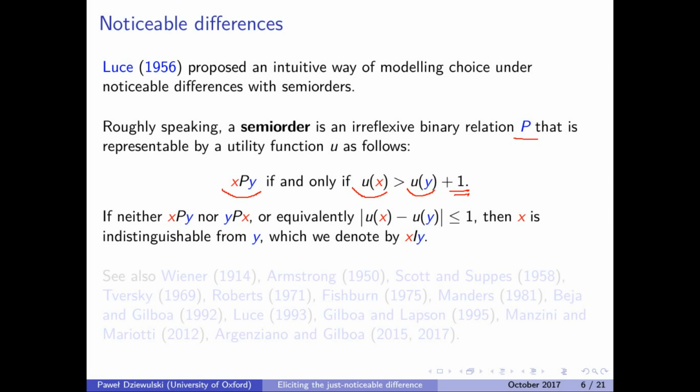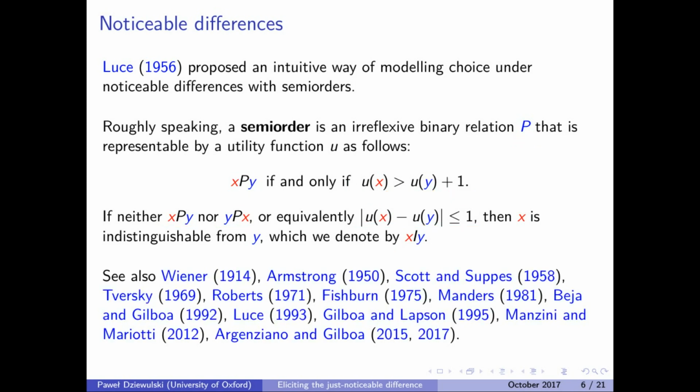If neither X is preferred to Y, nor Y is preferred to X, or equivalently, the absolute value of the difference between utilities of X and Y is less than 1, we say that X is indistinguishable from Y and denoted by I. Specifically, note that the indifference relation I is not transitive. For a formal definition of a semi-order, please refer to the paper or the corresponding literature.